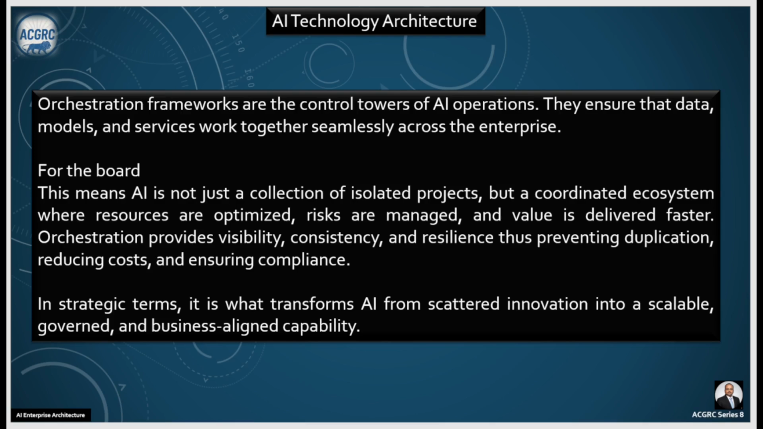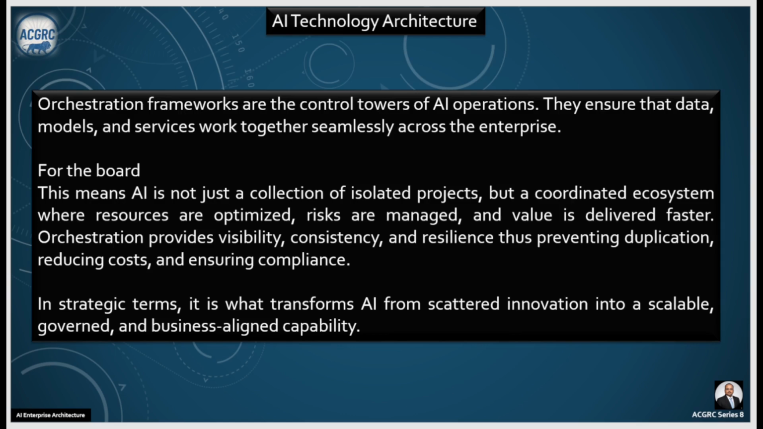Orchestration. Orchestration frameworks are the control towers of AI operations. They ensure that data, models, and services work together seamlessly across the enterprise. This means AI is not just a collection of isolated projects, but a coordinated ecosystem where resources are optimized, risks are managed, and value is delivered faster.